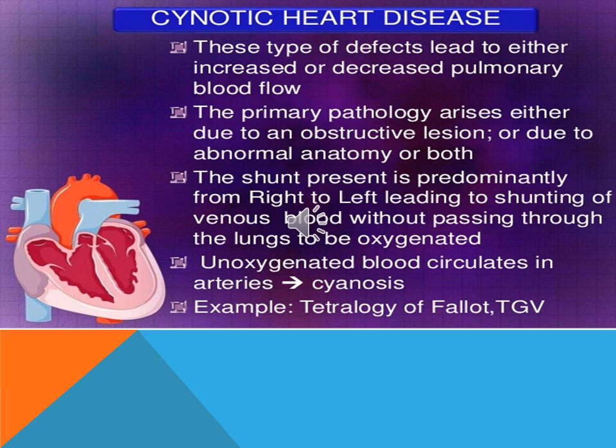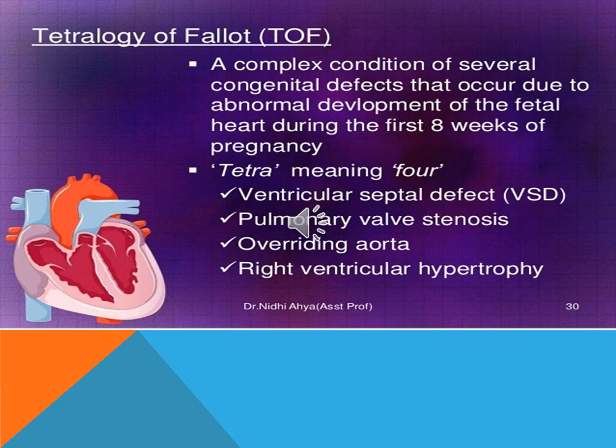Examples are two conditions: Fallot tetralogy and transposition of great vessels. The first cyanotic heart disease is Fallot tetralogy. It is really a complex condition of cyanotic heart disease.